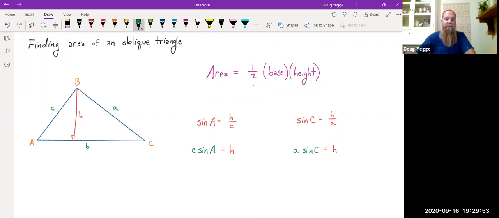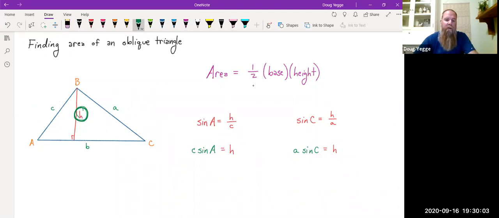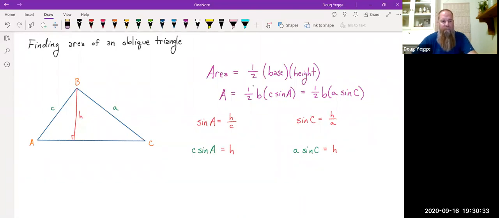So in either one of these situations, we would now know what the height is by using either one of the information in our triangle here. So we could go back up to our formula and recognize that the area is equal to 1/2 the base of B times C sine of A. Or I could write it as 1/2 the base, which in this diagram is B, times A sine of C. And so in general, even if we're not given the height of our triangle, we still have some formulas to find area.